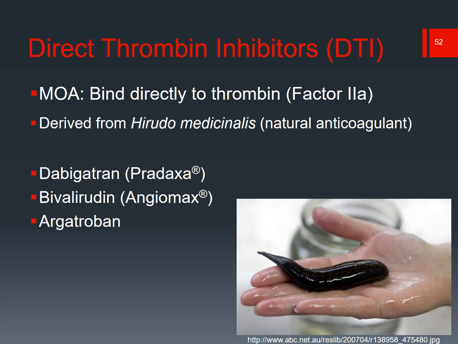We have bivalirudin, branded as Angiomax for PCI, which you'll get to with Dr. Bhakta, so for percutaneous coronary intervention. And we have argatroban, which we'll learn about can be used as an anticoagulant in the presence of HIT. All 3 of these drugs bind directly to thrombin, factor 2A, within the cascade, and they're all derived from the natural anticoagulant found in leeches.